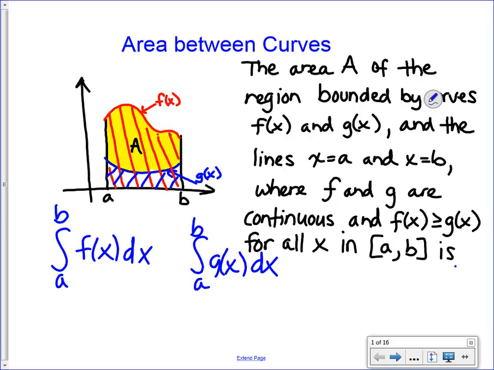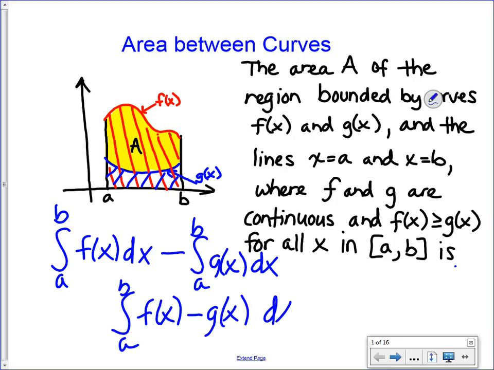So if we subtract these two areas, it would leave the area that is highlighted in yellow, okay? And that is exactly how we would find the area between f of x and g of x. Now, then we can use one of our properties of definite integrals and just bring this together and make it the definite integral of f of x minus g of x from A to B. And that will give us the area between the two curves, okay?